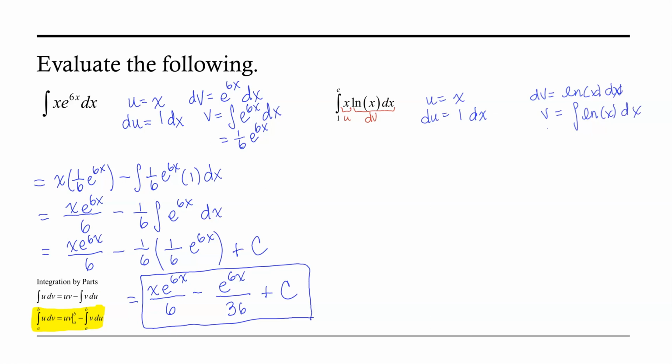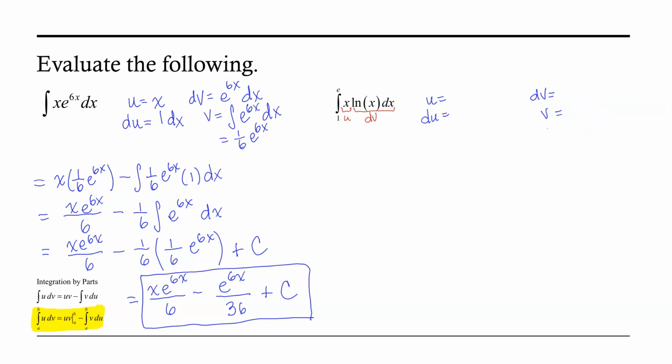And that's not an obvious antiderivative. It's actually not a simple antiderivative. It actually requires using integration by parts itself to find out what v is equal to. So at this point, it's an indicator that I probably haven't chosen the best pairing. So we're going to back up and switch things around and see if that improves our situation.